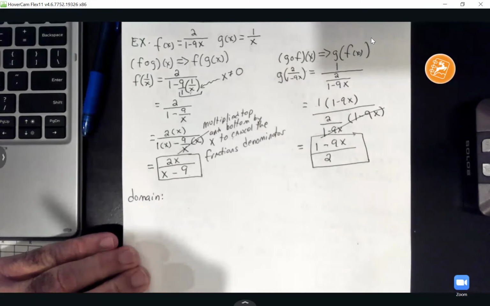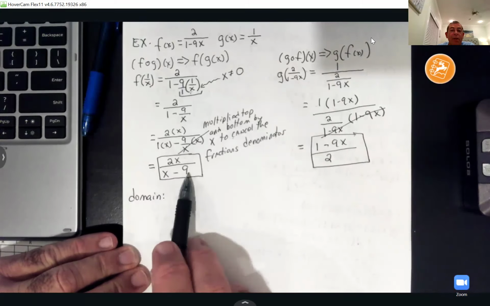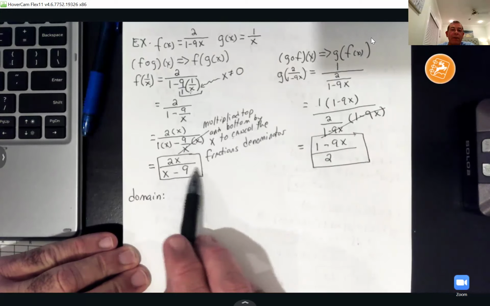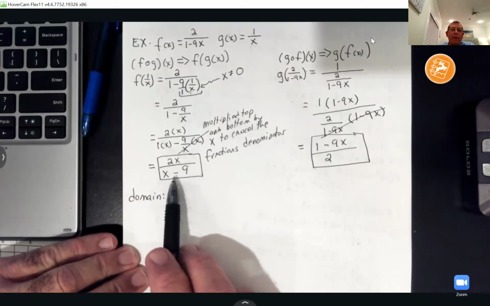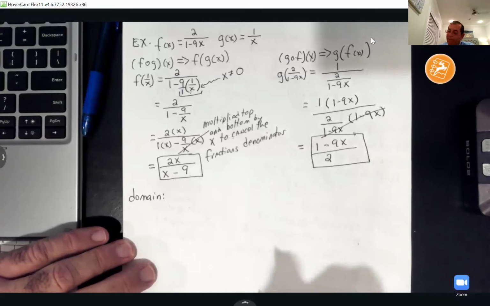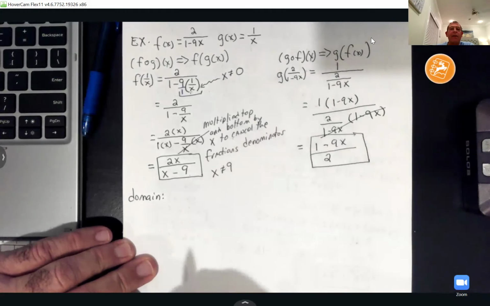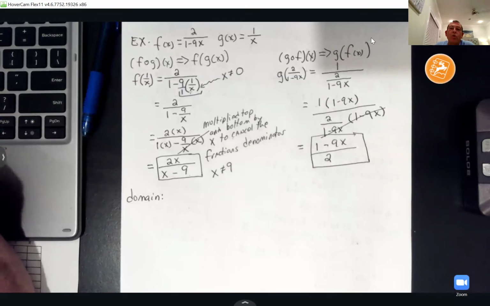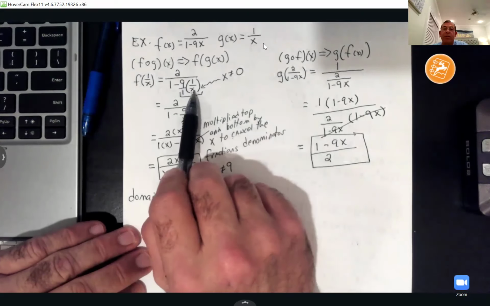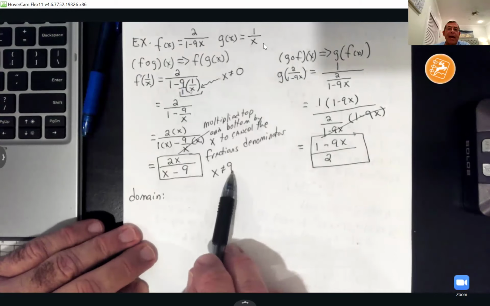But look further at this final answer. What can this x not be? Because remember, this denominator can't equal 0 either. So what number will that x be that makes this part equal 0? 9. So we know x cannot equal 9 right there. So I have two places to worry about: the first x not equaling 0, and this x not equaling 9.